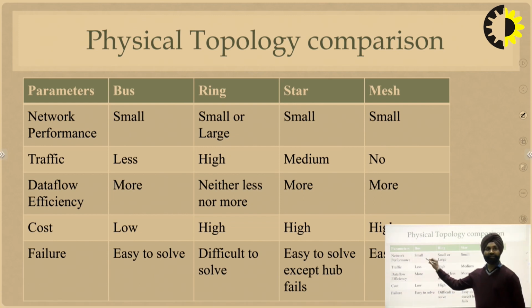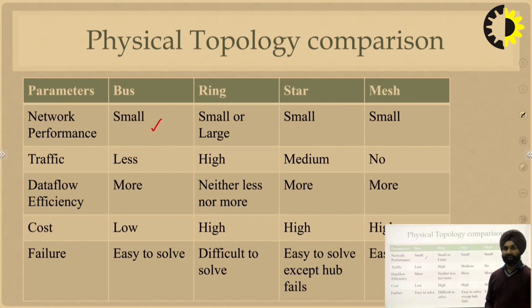Network performance for the bus is affected by the single collision domain, where packets can collide. So the bus line has lower performance. Here it can depend upon the collisions and the synchronization between the different devices. It can be small or large.